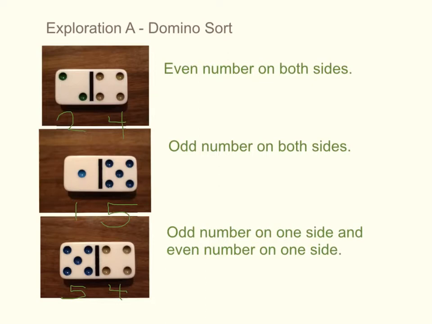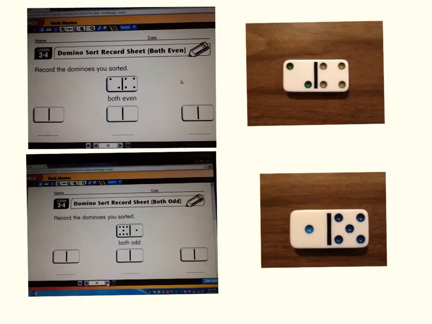Now let's look at our recording sheets. You will have 3 different recording sheets. You will have a recording sheet for when dominoes have dots that are both even. You will have a recording sheet for when the domino on each side are both odd, and then you will have a recording sheet for a domino when one side is odd and one side is even.